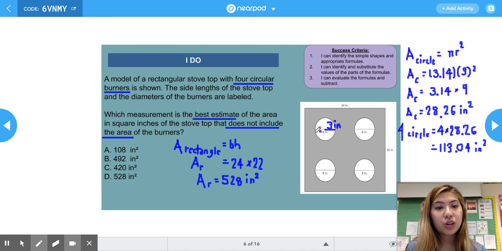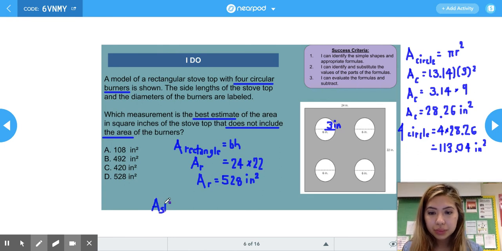So this area of a circle, this 28.26 inches squared, is the area of one of the circles. Because there's 4 circles, we multiplied it by 4, and now we have the area of all 4 circles, but the thing is, we have to find the area of the shaded region, so the part that doesn't include the circles. Since we have the area of the rectangle, which is 528, we're actually going to subtract instead of add as we were doing yesterday.